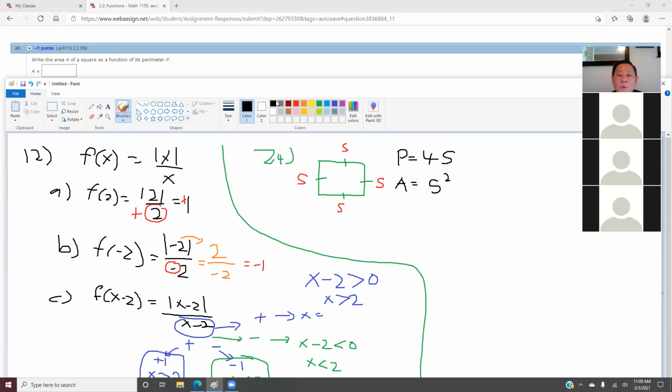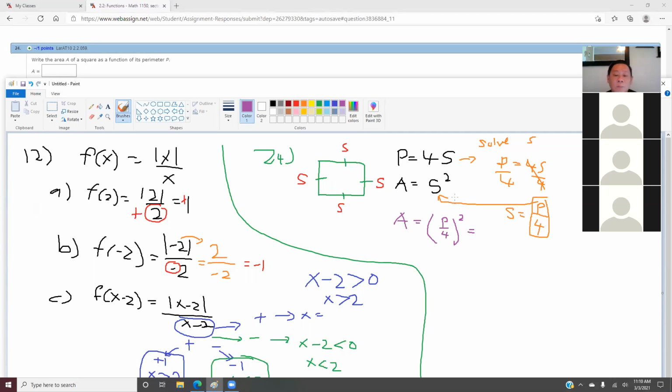So what you're going to do here is this question wants us to write area in terms of perimeter. So what you do in this case is you solve for S here. In this case, P equals 4S. So in order for us to solve for S, I divide this by 4. So S in this case is P over 4. And what I do next is I substitute. I take this S, P over 4, and plug it back inside here. So your area in this case is P over 4 squared.